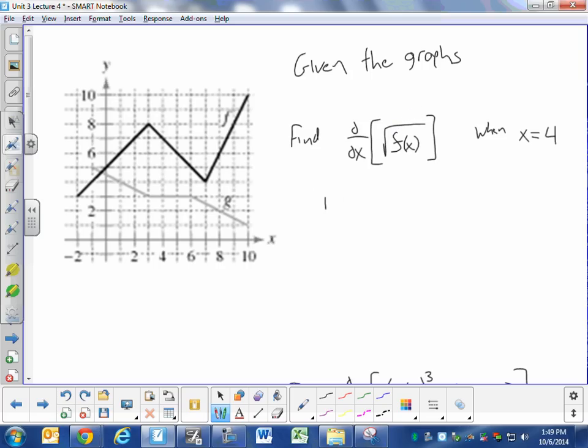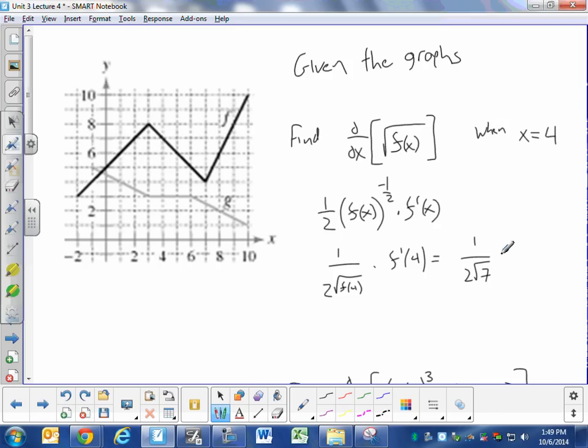So the derivative of this is actually 1 half f of x, so the inside being left alone, to the negative 1 half, times the derivative of the inside. Chain rule. Plug in 4 everywhere. Maybe I'll rewrite this. 1 over 2 root f of 4, times f prime of 4. F of 4 is 7. Oh, that's great. So I got 1 over 2 root 7 times f prime of 4 is negative 1.